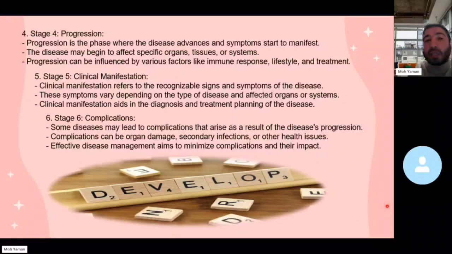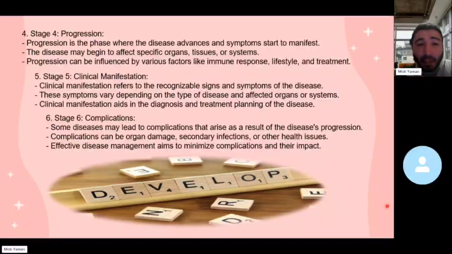After that, stage number 6 is the complications. Many diseases may lead to complications that arise as a result of disease progression. Maybe it will be organ damage, or it can appear as secondary infections or other health issues.